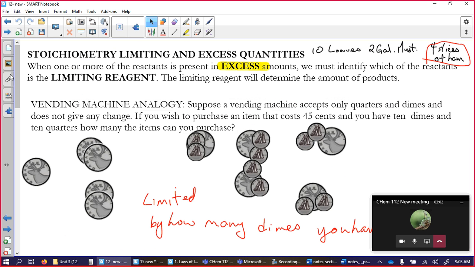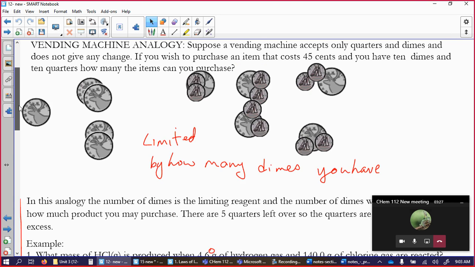Limiting reagent is the idea that you run out of something first, regardless of how good you can do. I used this example with coins. 45 cents, no change. You can do 5. You're limited by the number of dimes. Or if you have 10 loaves of bread, 2 gallons of mustard, and 4 slices of ham, the amount of sandwiches you can make is limited by the amount of ham you have.